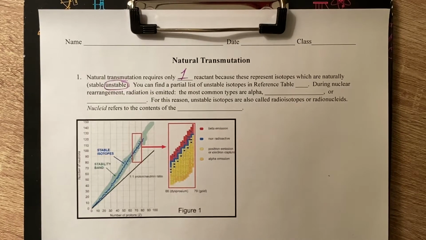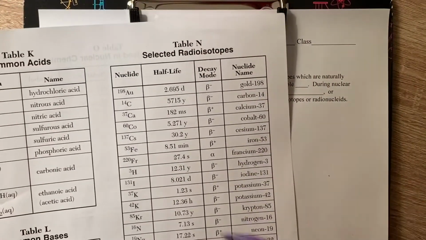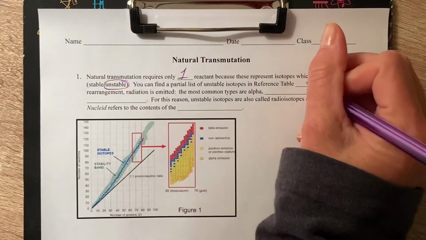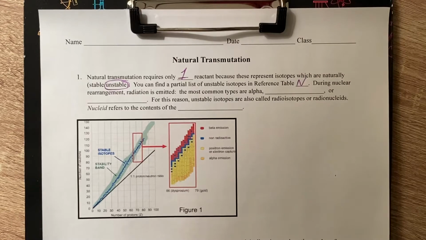You can find a partial list of unstable isotopes in reference table N, and that's this one right here. This whole list here. They tell you it's a partial list. Those are the only ones that you're going to be asked to work with.